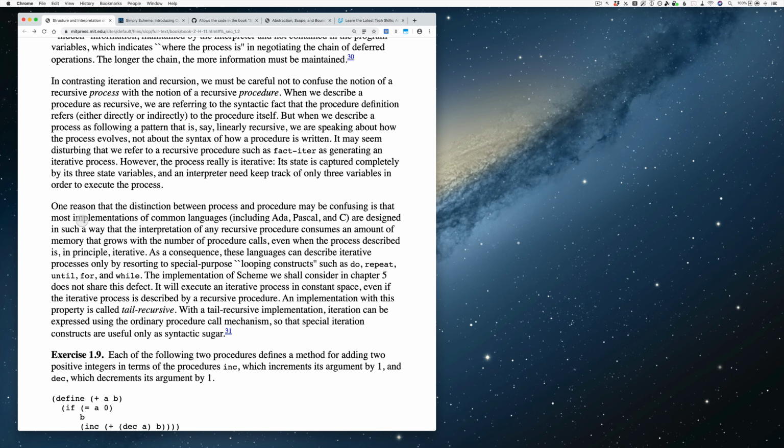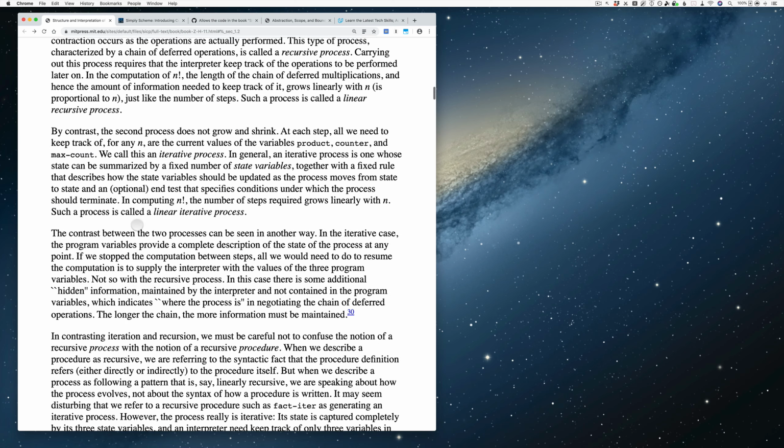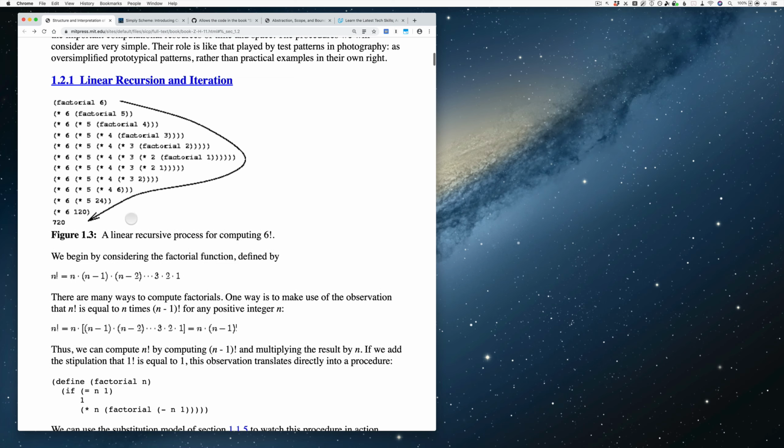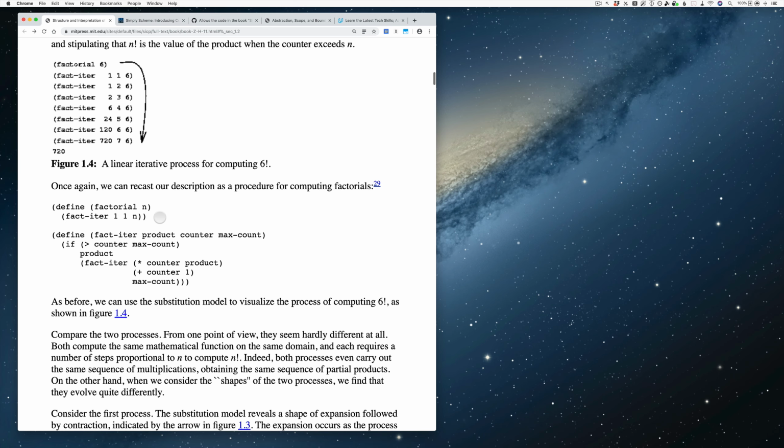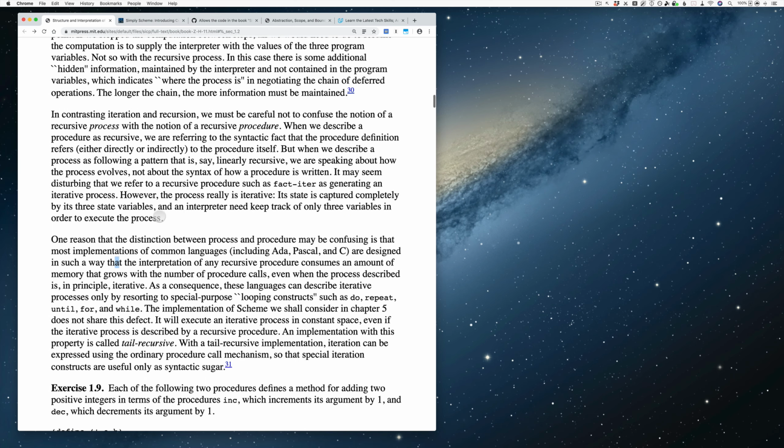I guess it would be confusing because it's maybe a similar memory growth pattern to the figure 1.3 procedure for figuring out factorial. And so maybe because the memory usage pattern looks the same, you figure that the process is the same. That's my best interpretation of this.